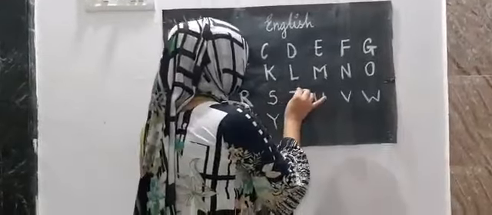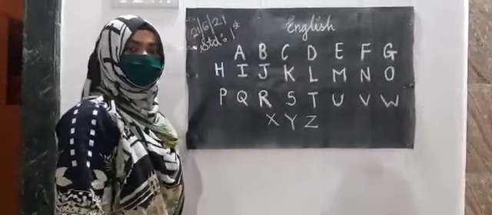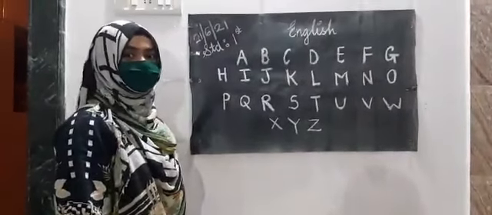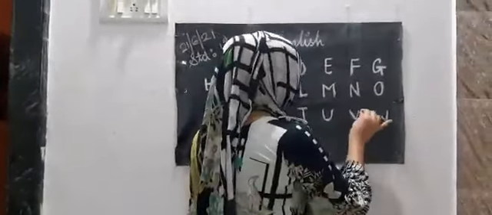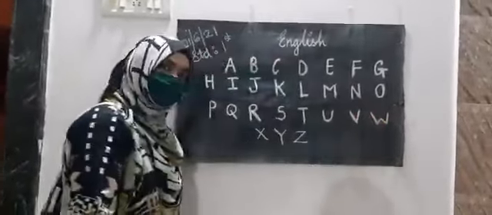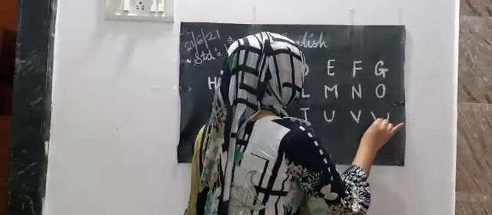S for sun. Next alphabet is capital T. T for tap. Next alphabet is capital U. U for umbrella. Now you're using umbrella now. Now it's which season? Rainy season. So you use umbrella now. Next letter is V. V for vase. Next letter is capital W.